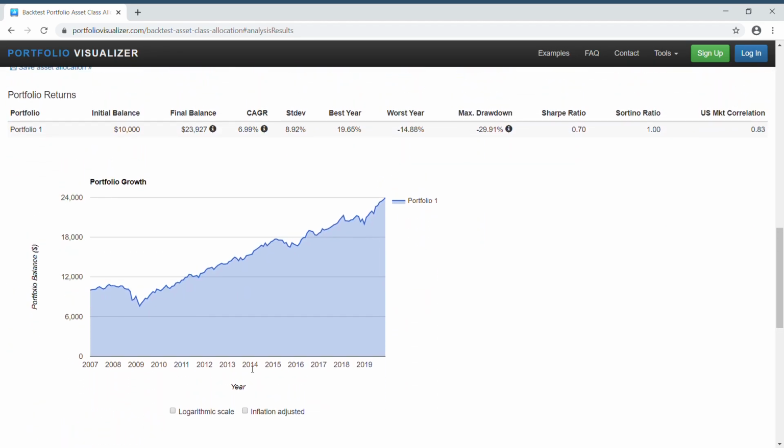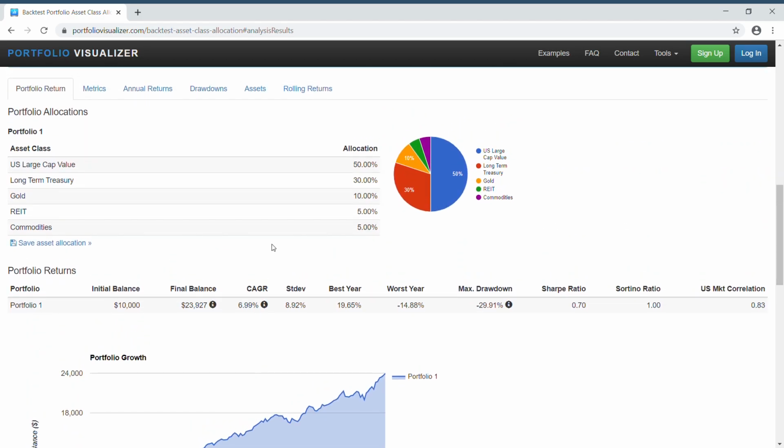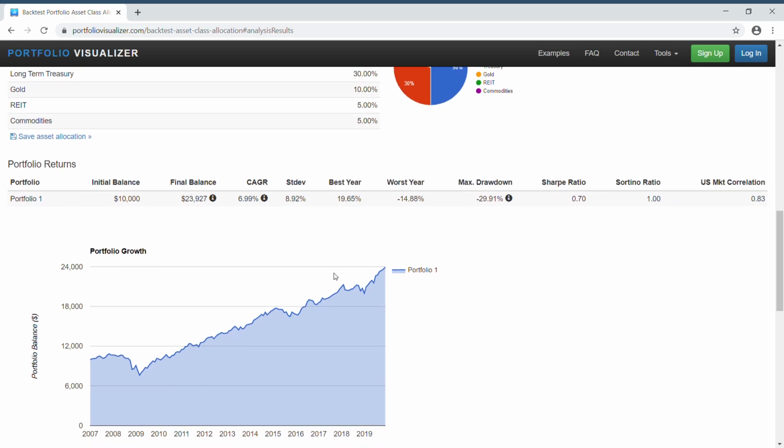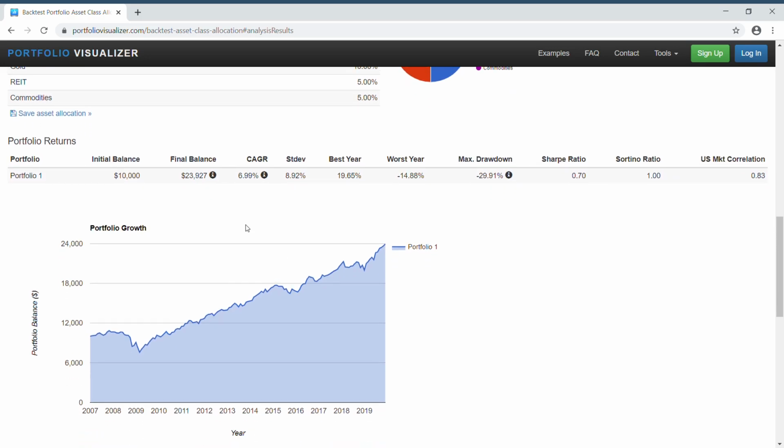But that's okay because we had a stock market crash and a real estate crash in 2008, which this will capture, which is good. The idea here is you can hopefully find something with a really good overall return with minimal downside. So you can see here the worst year is minus 15%, which is not that great. So we want to find something better than that.